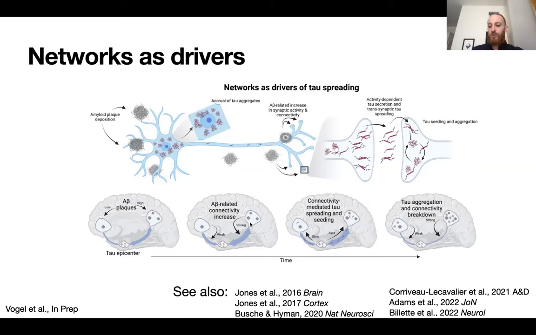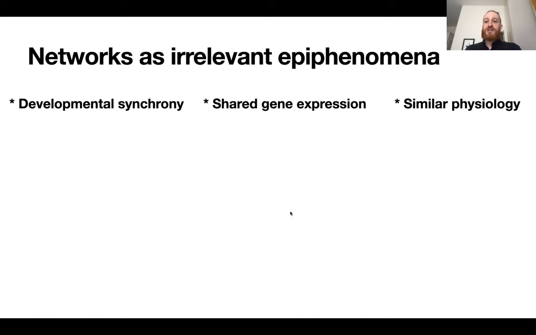There's some really interesting work by David Jones from the Mayo and a lot of other people who have started to become interested in this phenomenon. We also have to consider the idea that networks themselves, specifically the communication pathways, are totally irrelevant and just spatially expressed epiphenomena. We know that cell populations that are functionally or anatomically connected also develop in synchrony. They share gene expression, they have similar patterns of gene expression, and they have similar physiology.